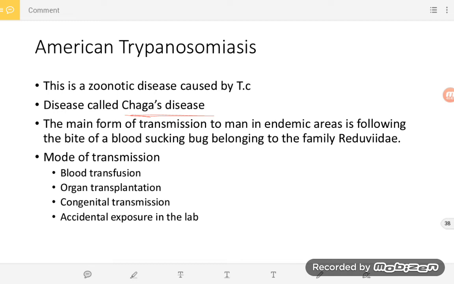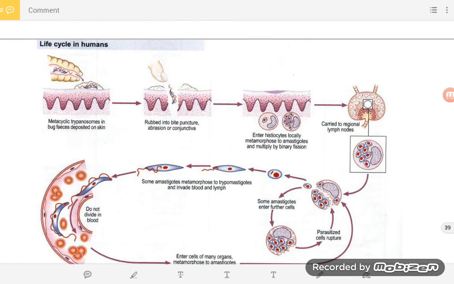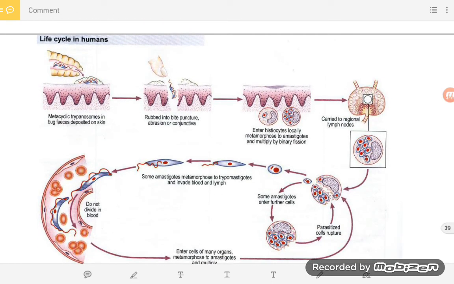Other modes of transmission: blood transfusion, organ transplantation, congenital transmission, and accidental exposure in the laboratory. So as a medical laboratory scientist, you have to consider your precautions before handling laboratory specimens. So this is the life cycle in human.